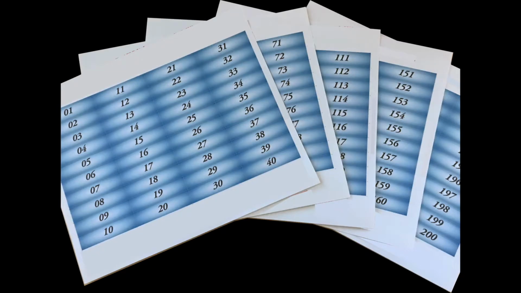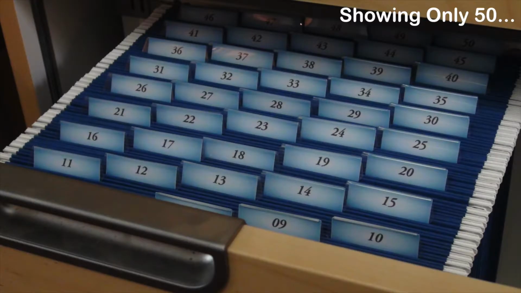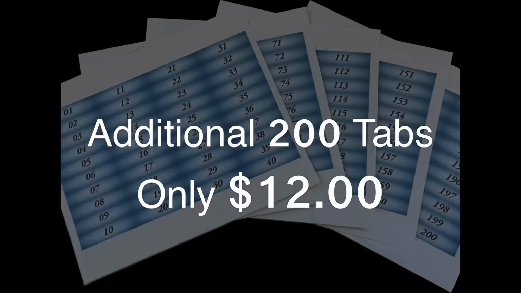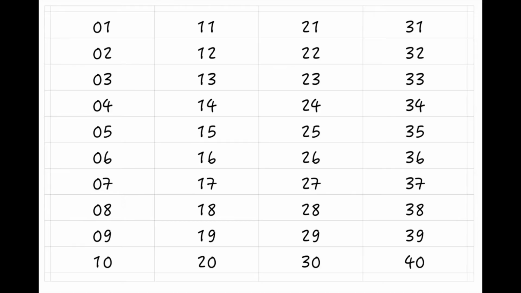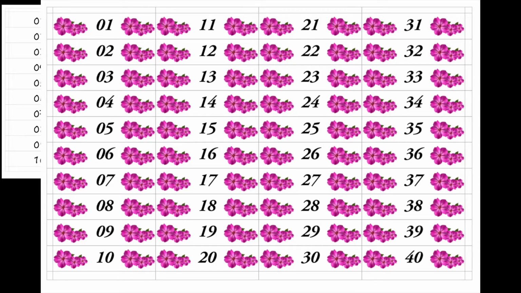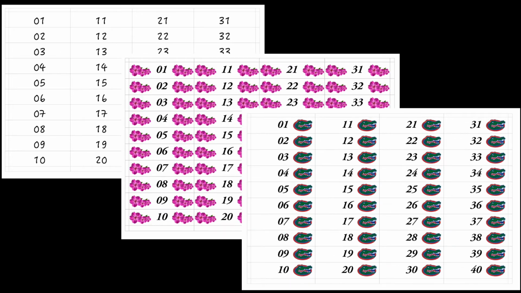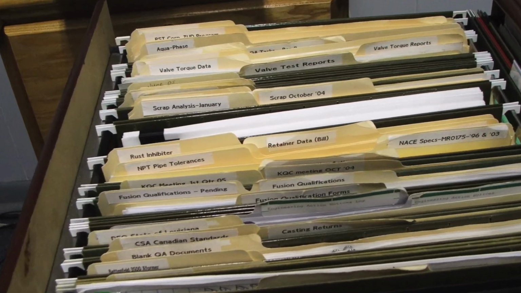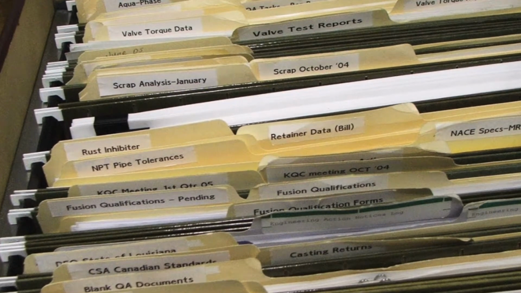Now, when you purchase FileMaster, we give you 200 numeric tabs absolutely free. That's enough to get any small office up and running quickly. If you ever need any more, you can purchase as many as you like, but you're not limited to those. If you wanted to, you could even make your own. No matter what you choose, you will never want to go back to the old, difficult, antiquated, alphabetical filing system ever.